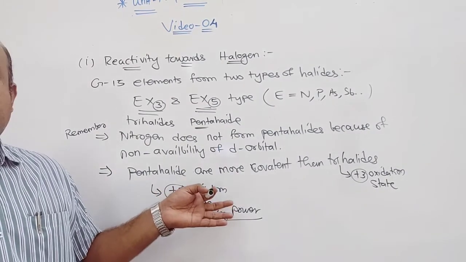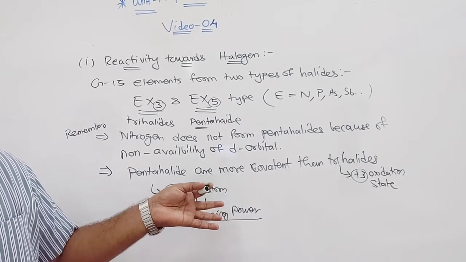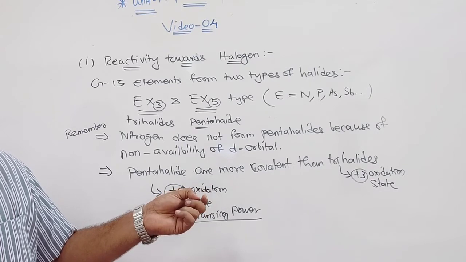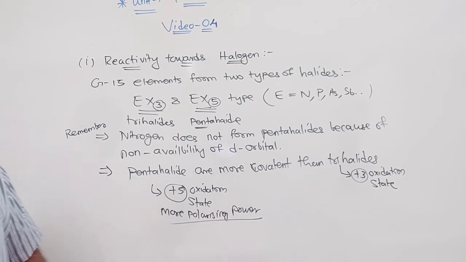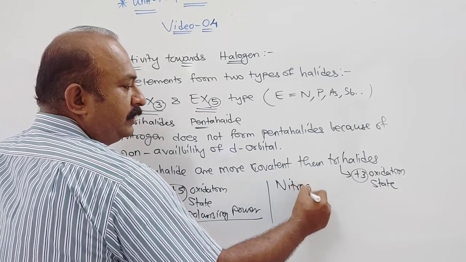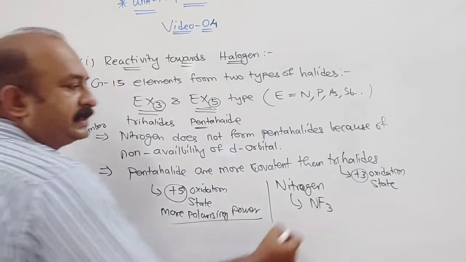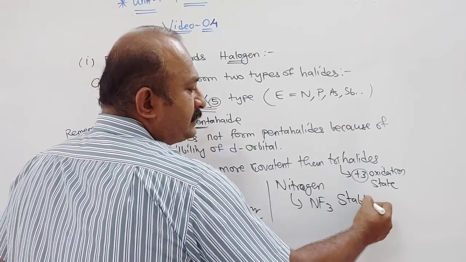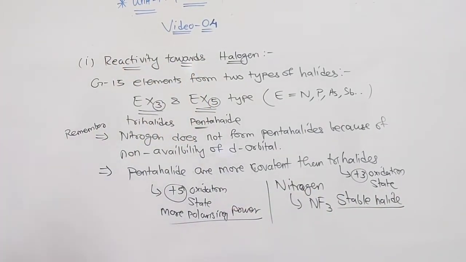We will be studying this in further topics. Understood? Now there is another point given. The trihalides of these elements except those of nitrogen are stable, and in the case of nitrogen the only halide known is NF3. That is a stable halide. The stable halide of nitrogen is NF3.